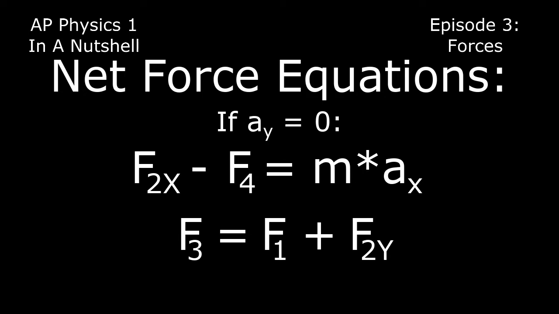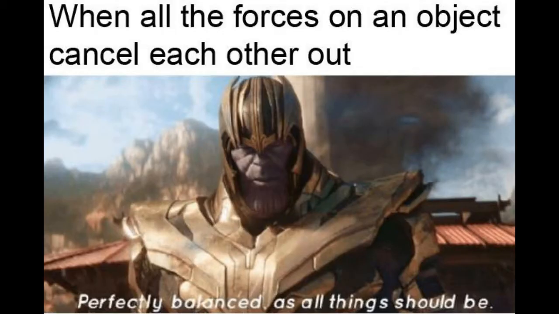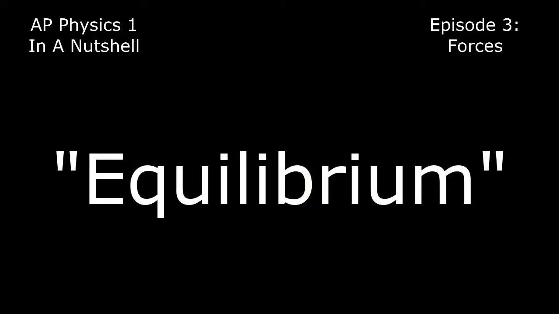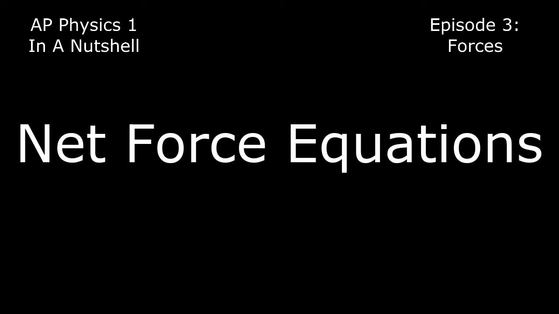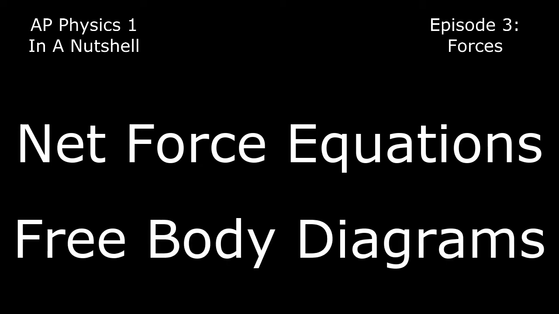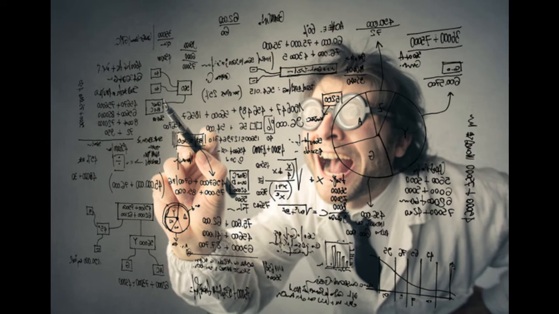You can set up a system of equations, using equations in different directions and for different objects in the same system, to solve for multiple unknown variables. If the object is not moving in a direction, then the acceleration in that direction is 0, and the forces opposite each other in that direction will be equal. This means that the forces in that direction are balanced. When the forces in all directions on an object are balanced, then that object is in equilibrium, which means that the object is either at rest or is moving at a constant velocity. You will be using net force equations and free body diagrams in just about every unit in physics, so make sure that you are good at this.